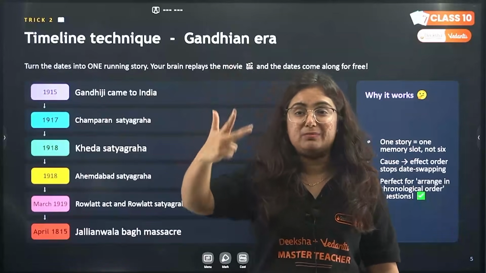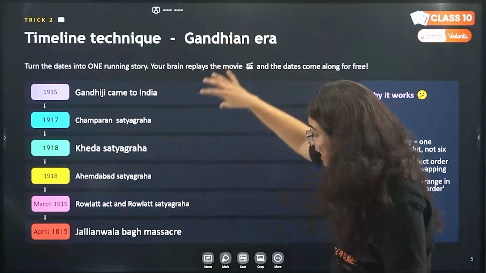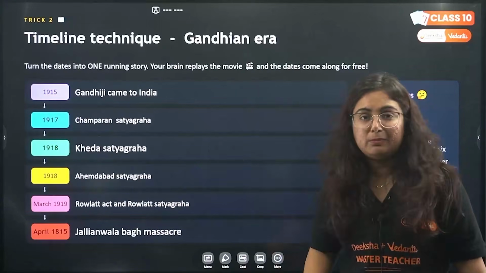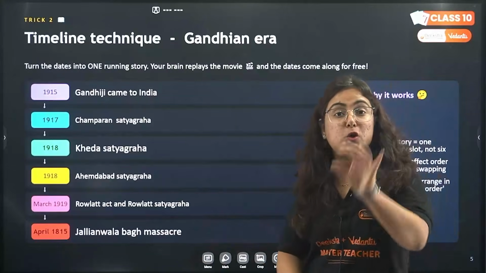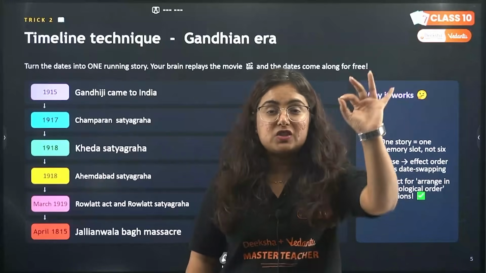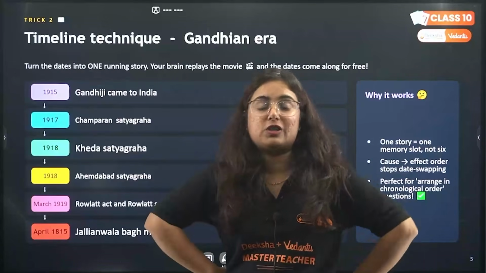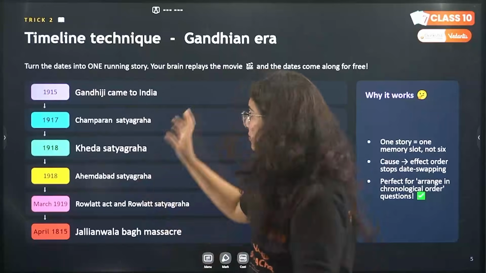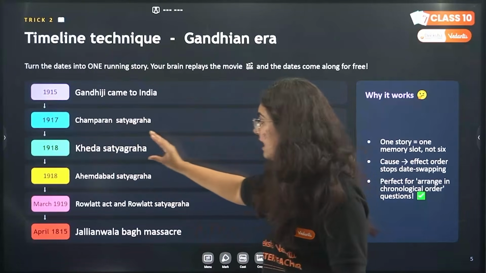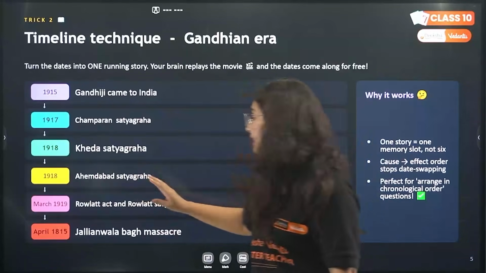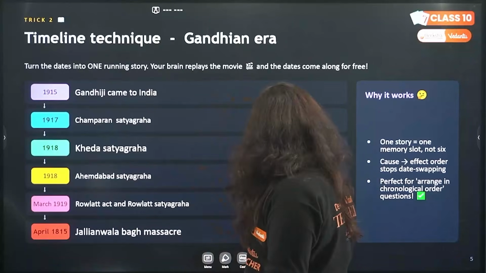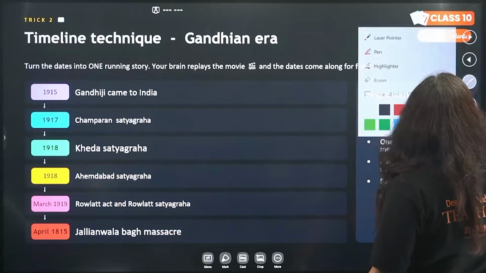The second one is the timeline technique. Right? Make this timeline in your book while you are reading, so that when you come back and see those timelines, beta, why are these timelines important? Because chronological sequence based questions are asked a majority of times: arrange the following events in chronological order. You know, when you write that, अच्छा, 1915 गांधी जी came, 1917 चंपारण, 1918 खेड़ा, 1918 अहमदाबाद, 1919 Rowlatt and Rowlatt Satyagraha. So beta, this date is wrong here. Okay, I have made a mistake.